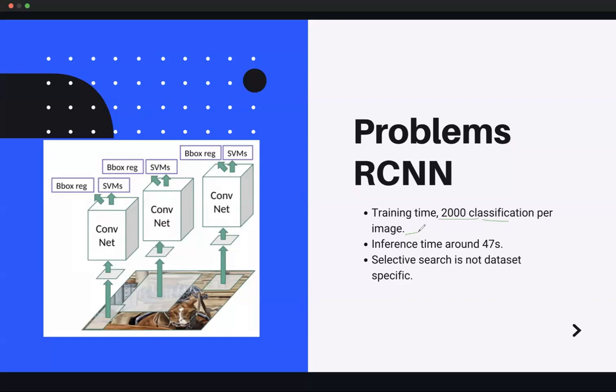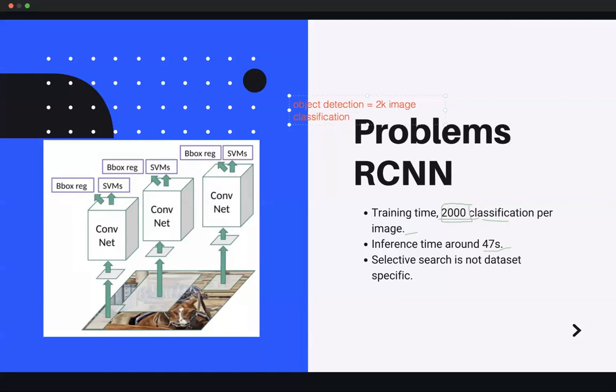The other problem is the inference time takes around 47 seconds or 50 seconds, which is, as we said, a lot of time, mainly because for each image, you will perform a classification 2000 times. So object detection is equal to 2000 image classifications. Not good, not an easy thing to do.